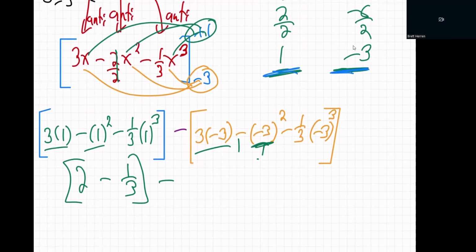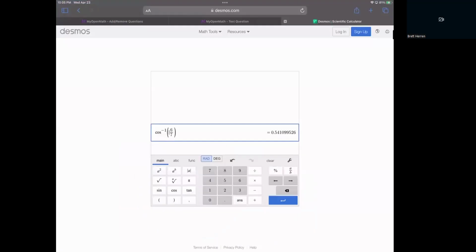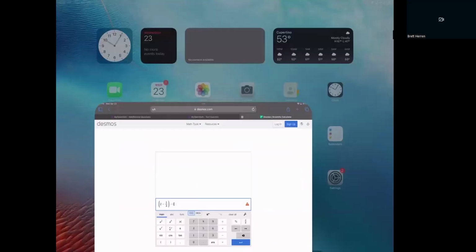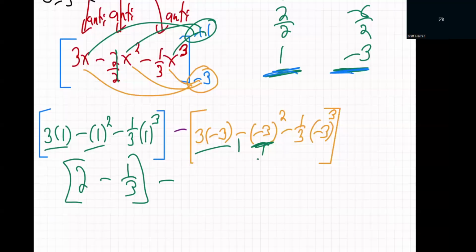Okay, so 2 minus a third. Here we go. 2 minus a third. Desmos to the rescue. So the first parenthesis, 2 minus a third. Minus parenthesis. 2 minus a third minus, and then this minus 9. I'm going to go 3 times minus 3 minus minus 3 squared.